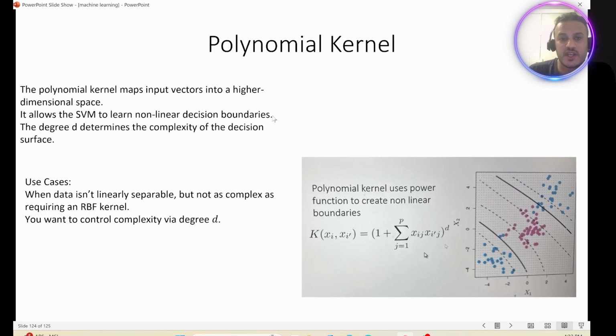The second one is the polynomial kernel. It uses power functions to create non-linear boundaries. So if you need to create non-linear boundaries depending on your data, we use the polynomial kernel. It is used when the data isn't linearly separable but not as complex as required for the RBF kernel. You want to control complexity by the degree d, so the degree d will control the complexity of your model.